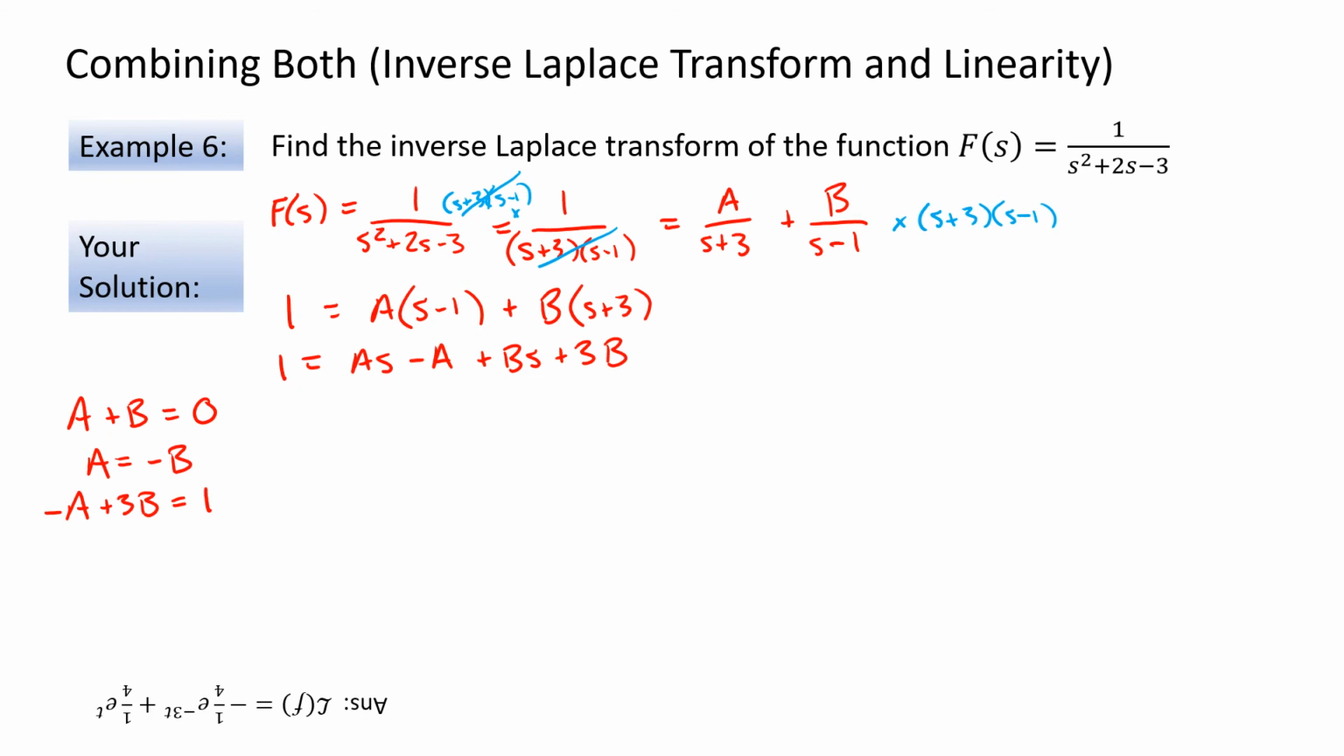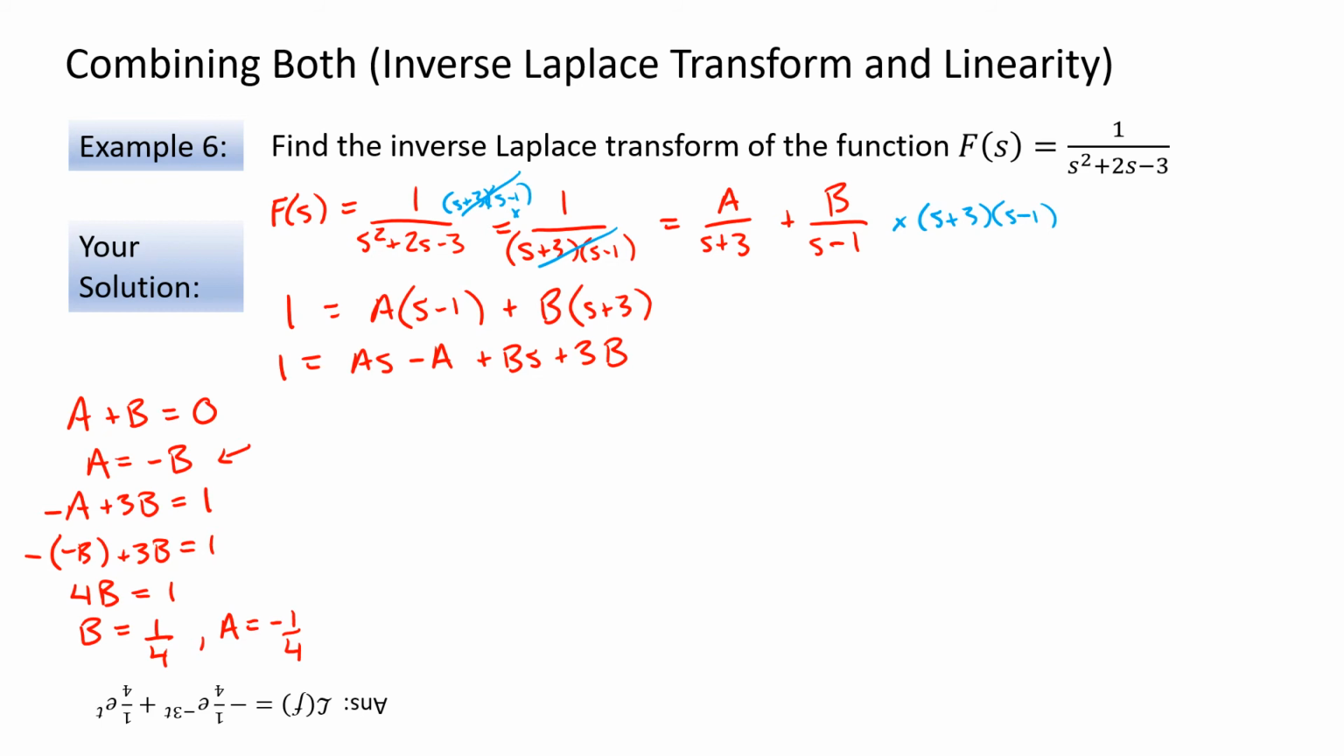So, taking what we know, we can substitute in negative b for a, and we get negative b plus 3b is equal to 1. So a negative and a negative make a positive. So we have b plus 3b, which is 4b, equals 1. So b must be equal to 1/4. Meaning that since a is equal to negative b, a must be equal to negative 1/4, because it's just the negative of the b function.